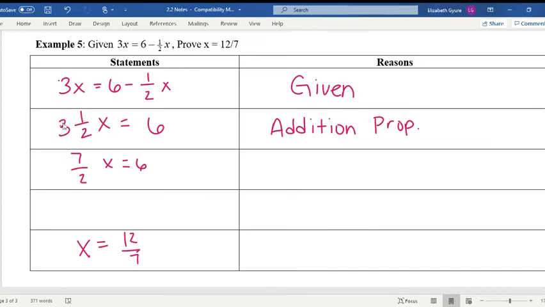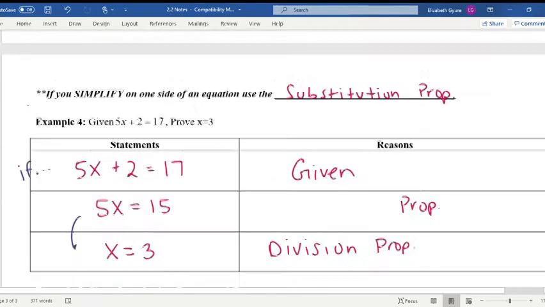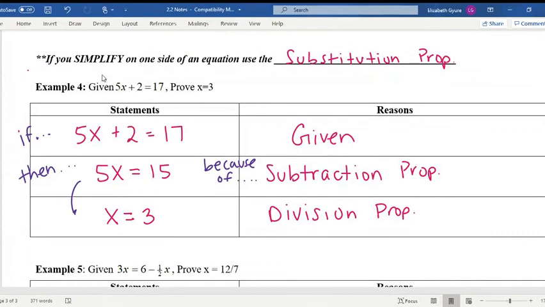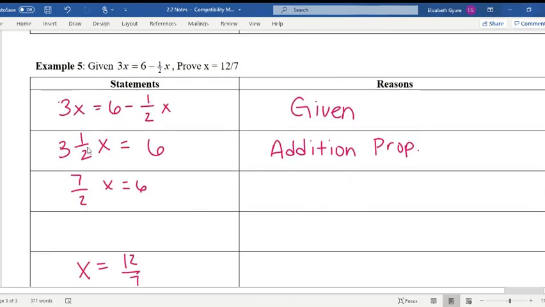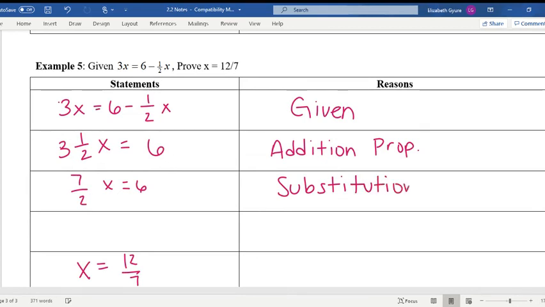So I know that if I have 3 and 1/2 x equals 6, then I can also say 7/2 x equals 6. Well, how did I do that? I know that 3 1/2 is equivalent to 7/2. And if you look up at the top, we said that if you simplify on one side of an equation, use the substitution property. Well, that's what I did. I rewrote this, right? I simplified. I turned 3 and 1/2 into 7/2. So that is the substitution property. I know 7/2 is equivalent to 3 1/2, so I substituted that in for it.